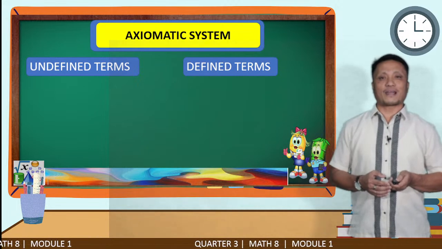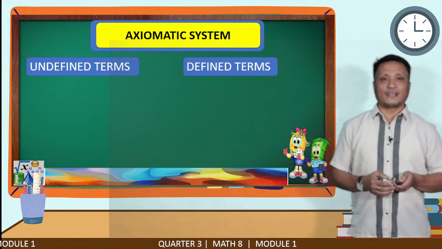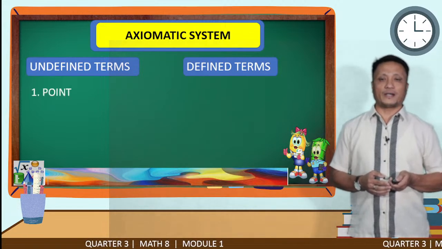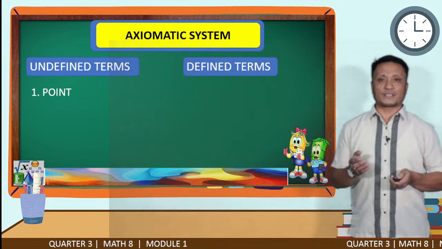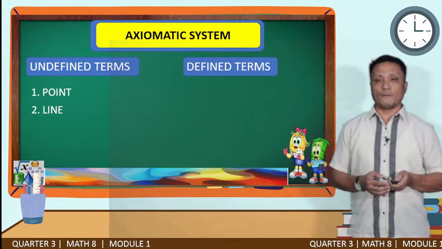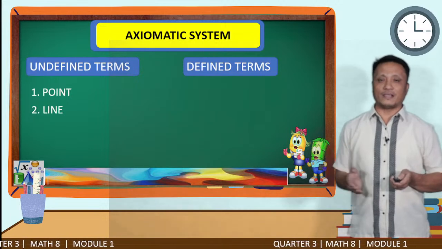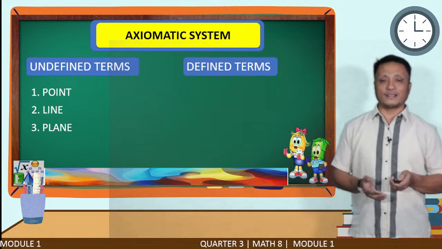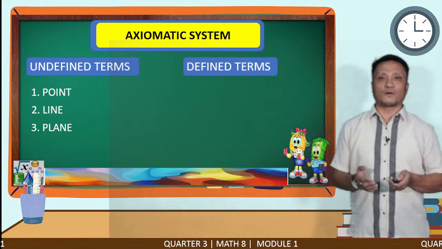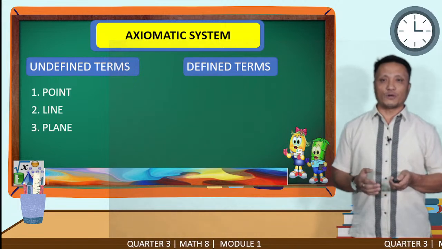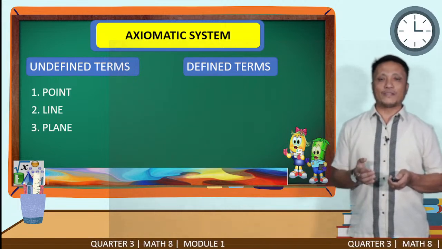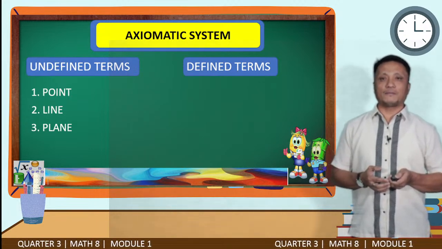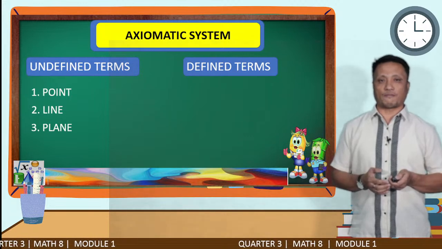Now, let's summarize our learning this time. In this session, we have learned about undefined terms, which are: number 1, point, represented by a dot. Number 2, line, which extends infinitely in two opposite directions. Number 3, plane, which is a flat surface. These are called undefined terms. In your answer sheet, you're going to define in your own words the meaning of point, line, and plane, which belong to undefined terms.